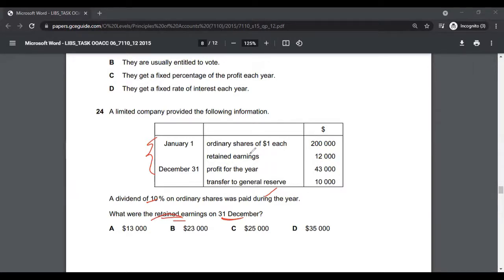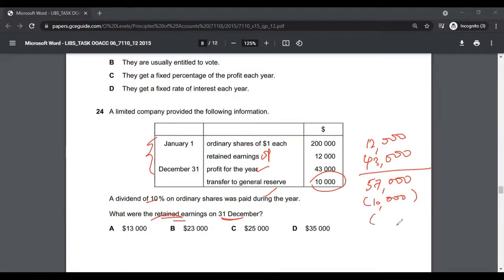So what were the opening retained earnings? This is opening retained earnings, 12,000. What was the current year profit? That's 43,000, right? So this would be 57,000. Now I have to minus the general reserve, right? Minus the general reserve, plus and minus the dividend as well.